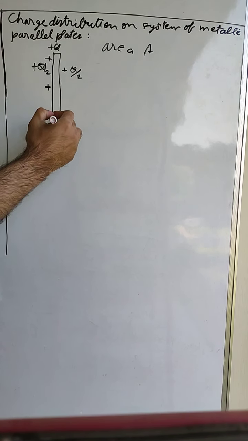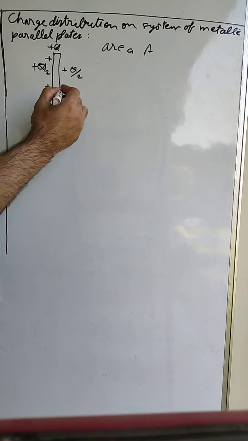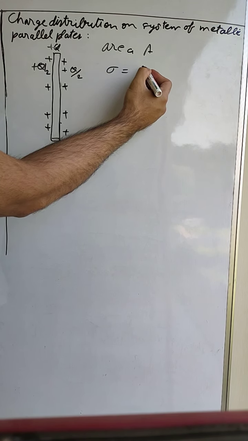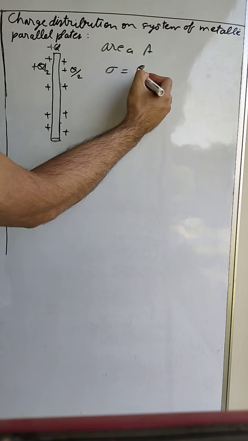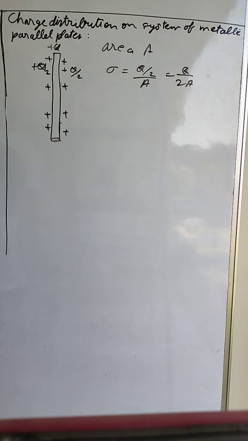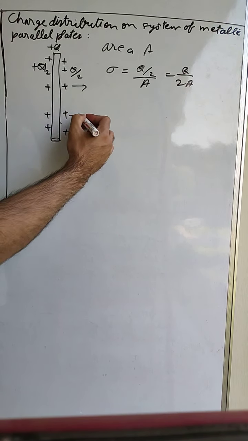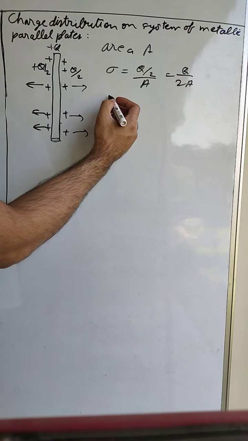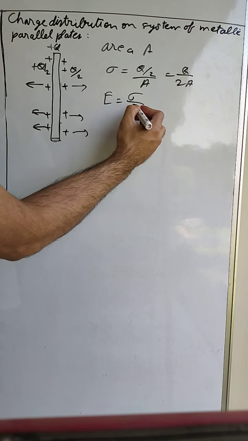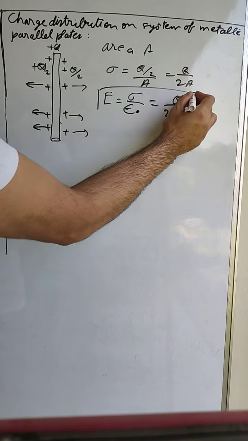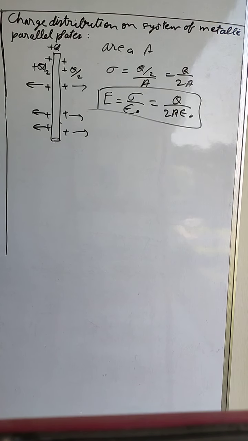So the charge q is equally distributed, such that the surface charge density sigma on any one surface is given by charge upon area. Any one surface has charge q by 2, so the surface charge density sigma will be q by 2A. Now if we talk about the electric field, then on both the positive faces the electric field will be in the outward direction, and since the charges are the same on both sides, the electric field will also be the same. By Gauss law, the electric field is sigma by epsilon naught. Putting in the value of sigma, we get the electric field as q by 2A epsilon naught. So this is the charge distribution on one plate.